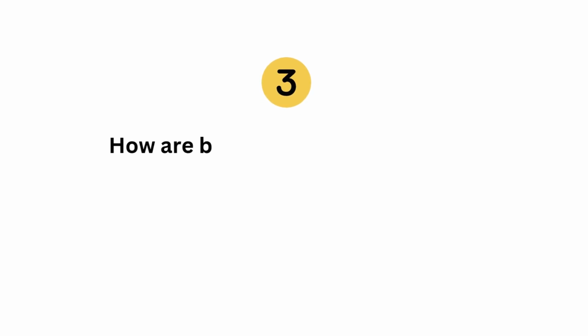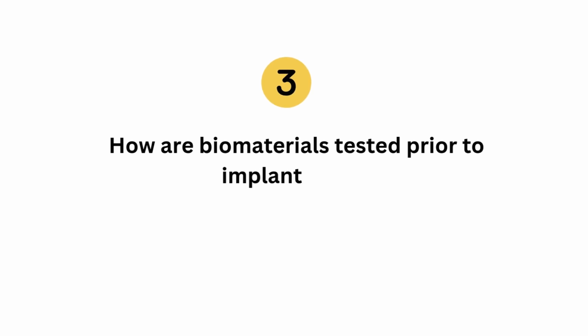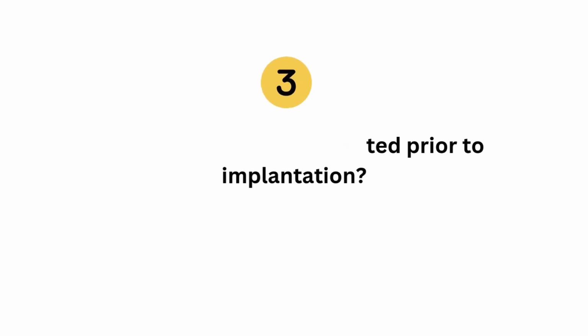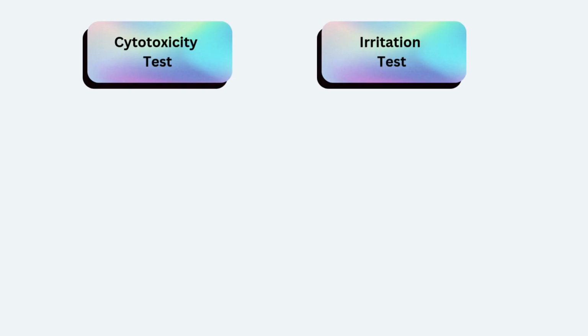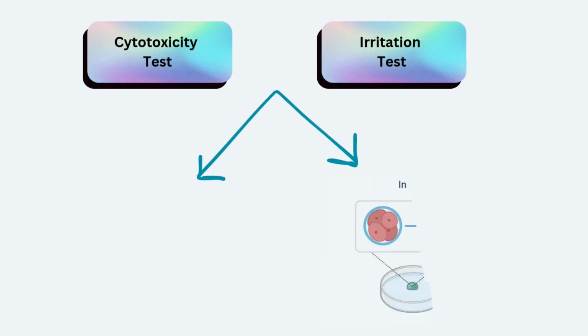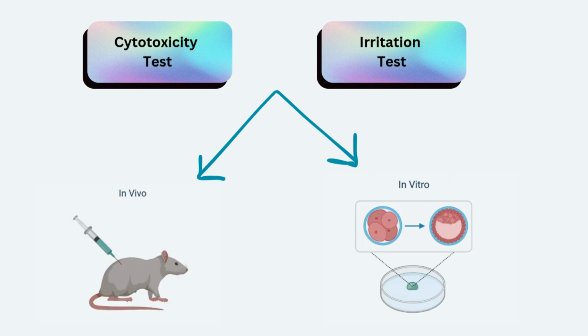How can biomaterials be tested prior to implantation? Many tests can be employed to assess the biocompatibility of IOLs. These mainly include cytotoxicity and irritation tests. These can either be performed in vitro, which means in a lab petri dish, or in vivo, which means inside a living organism, such as an animal model.